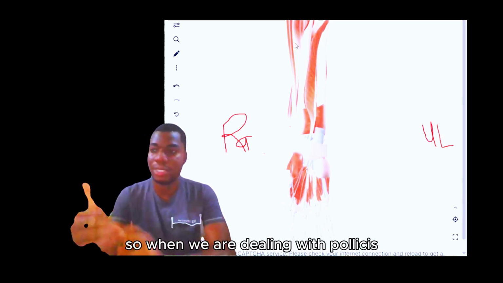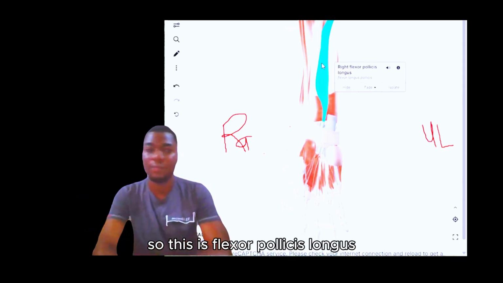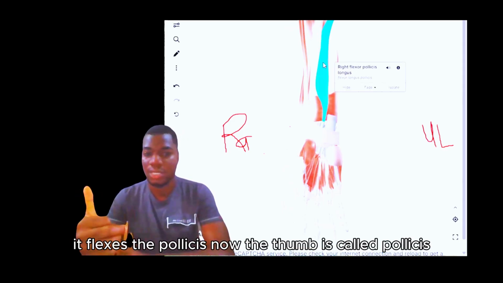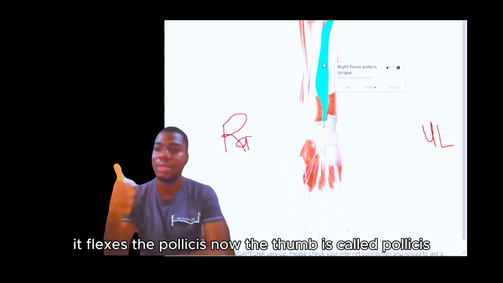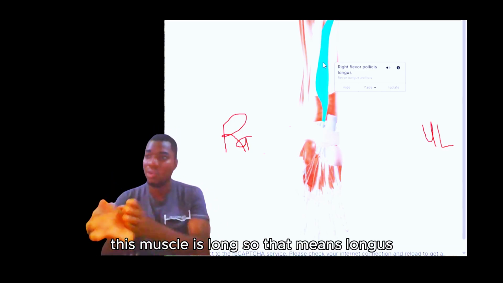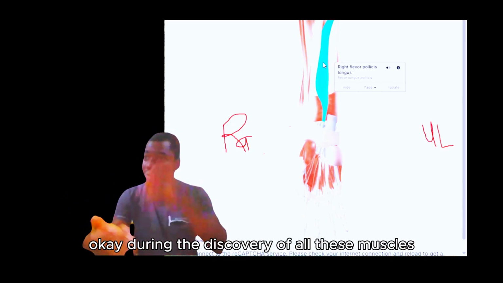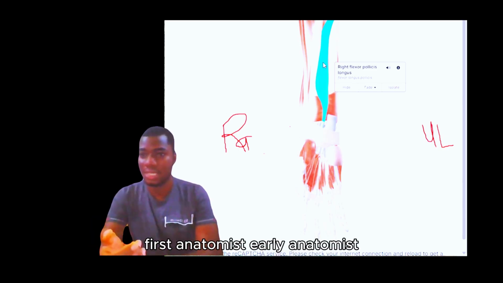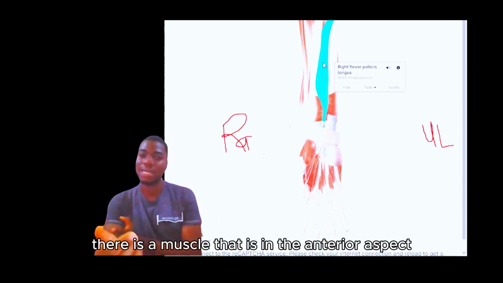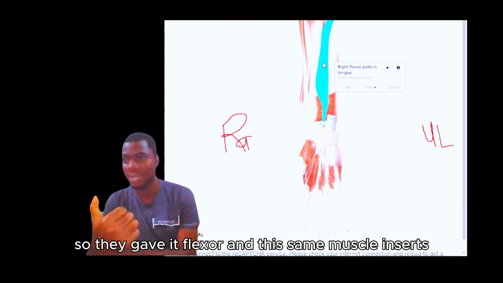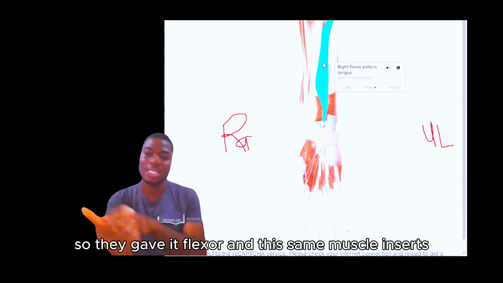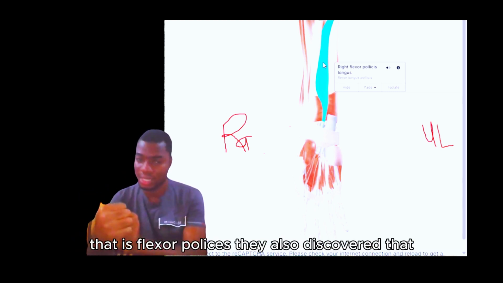When we are dealing with pollicis, that is the thumb. So this is flexor pollicis longus. It flexes the pollicis. Now the thumb is called pollex. This muscle is long, so that means longus. During the discovery of all these muscles, the early anatomists discovered that there is a muscle in the anterior aspect, so they gave it flexor, and this same muscle inserts into the base of the pollicis, that is flexor pollicis.